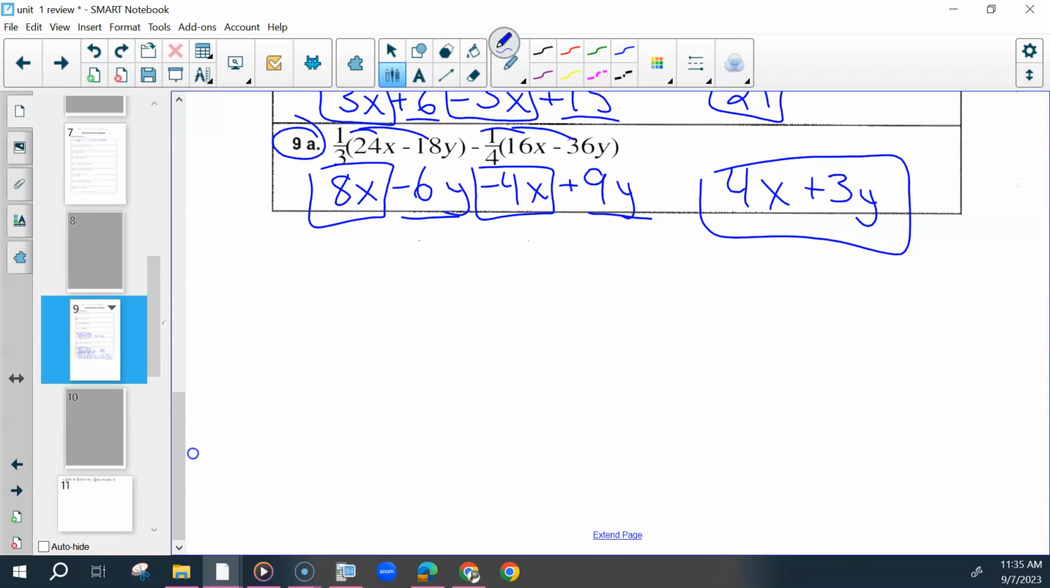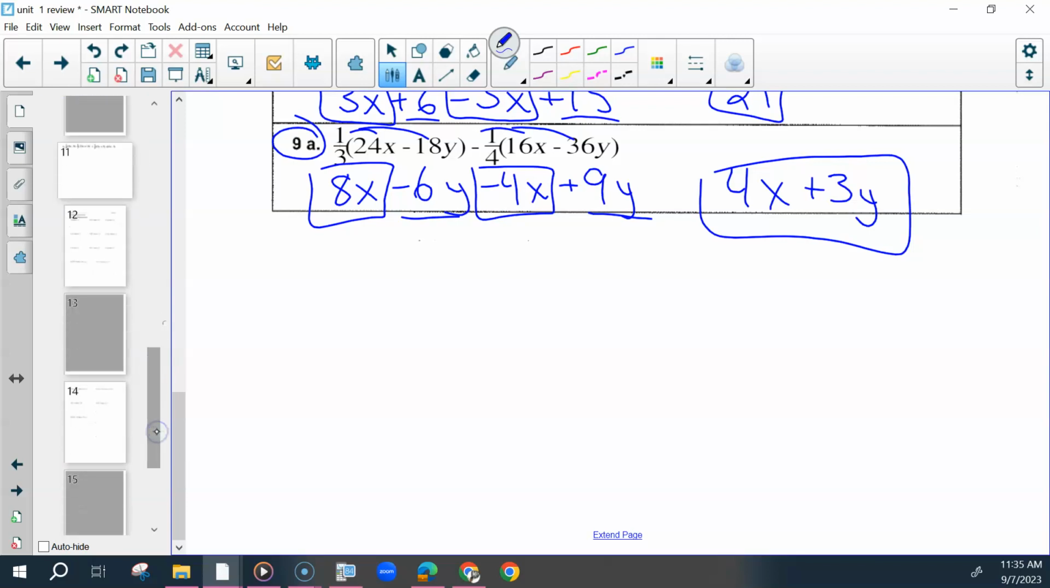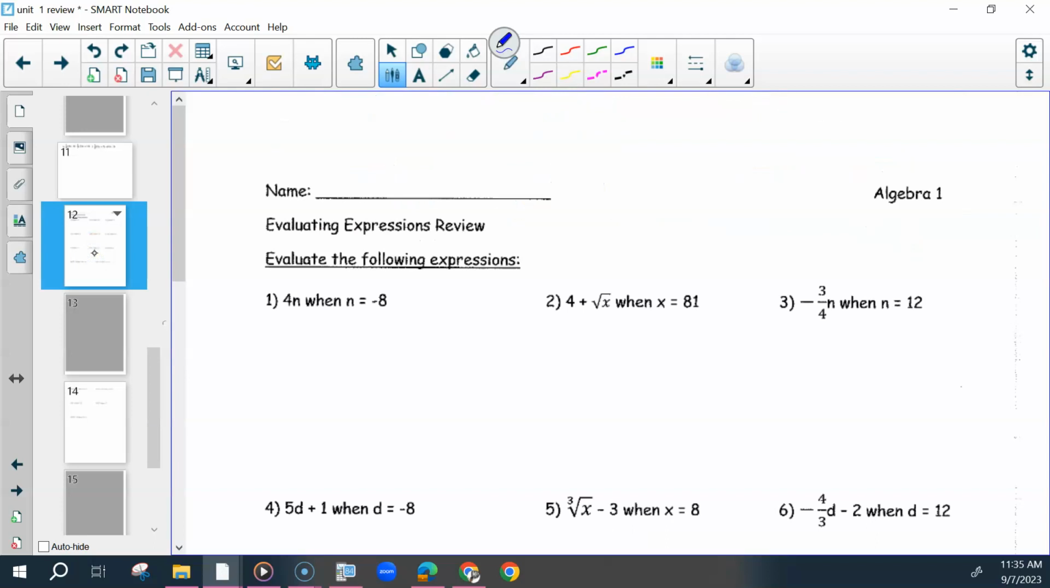Do we have any other questions on this page? Go on to the next. Right, so this is just like what we were doing Tuesday. Evaluating, putting numbers in for variables and simplifying all the way until you get one final answer. Any questions on this page? What about the next page?